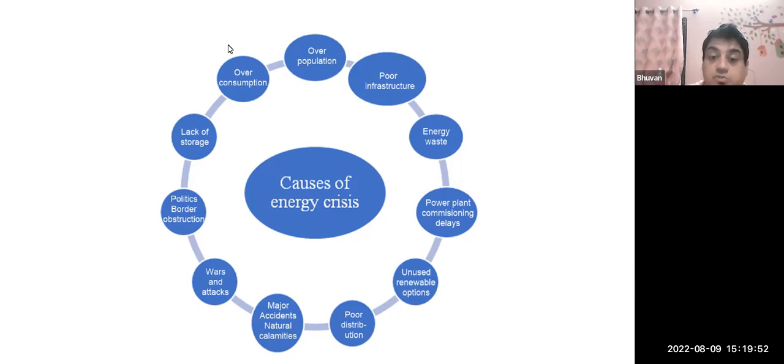Then we have poor distribution, major accidents, wars and attacks, as we can see in Ukraine and Russia, politics, border obstructions, and lack of storage. Some countries lack the storage capacity, which results in energy crisis. And then we have overconsumption. Some areas or some countries are consuming more energy as compared to other countries. That leads to overconsumption, more demand, and that slips the whole world into the energy crisis.